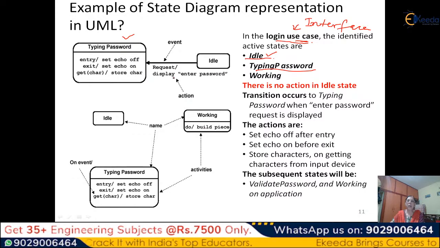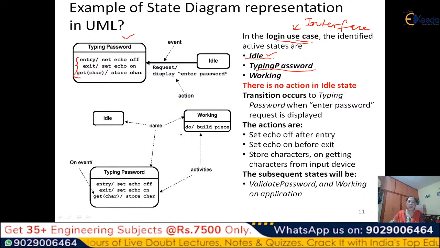Now what will happen here, you see I have written all the actions. So what are the actions? There is an entry action, and there is one exit action. In the entry, it will set the echo off, and in the exit it will set the echo on. And here it will get char. It will keep on getting the char and storing the char. That means it will accept all the characters that the user is typing.